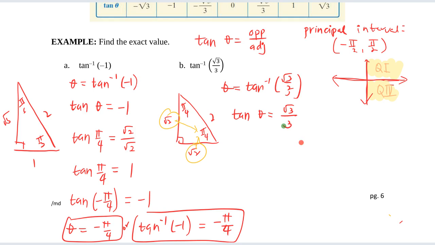Now, I see here that radical 3 over 3, this radical 3 may once again be included in our given expression here. So what we can do here is, let me go ahead and circle that value first. So what we can do here is to substitute that value.